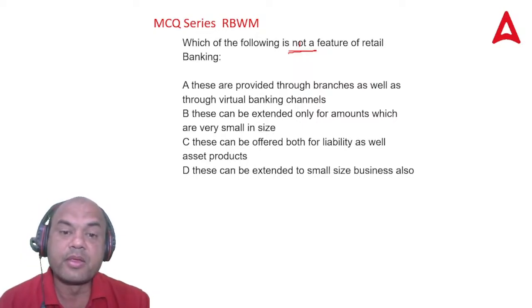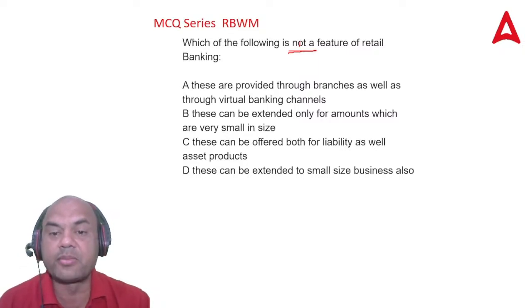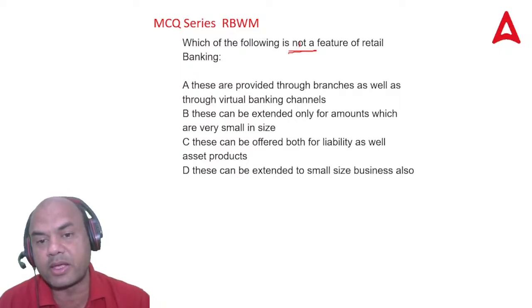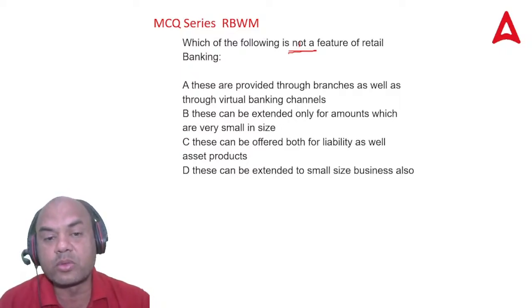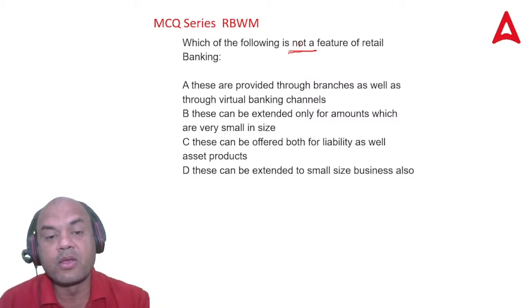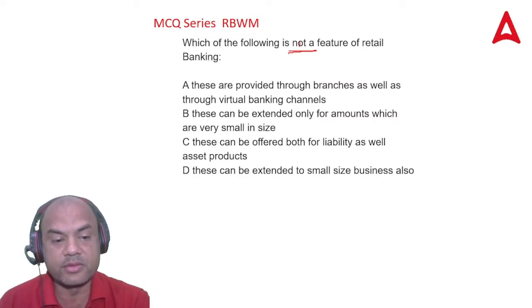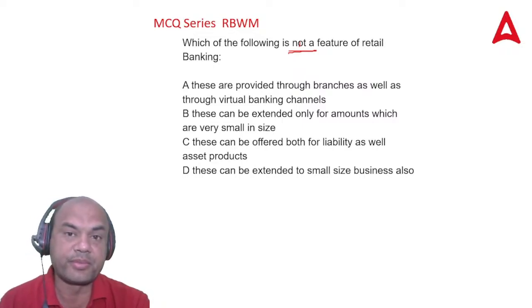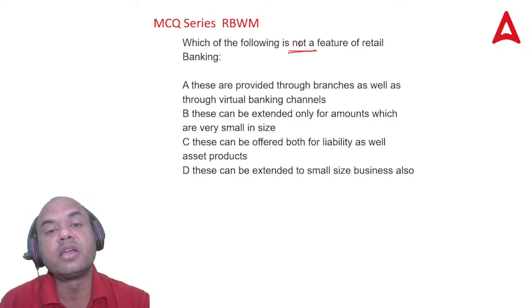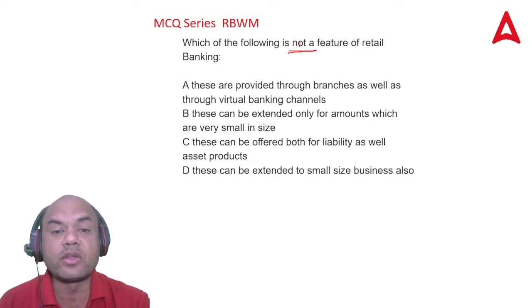Okay. So provided through branches as well as virtual channels, that is okay. This can be done, because this is the general feature of retail banking, right? We do retail banking through branches as well as virtual banking channels. Now what are virtual banking channels? Virtual banking channels means all the channels which are not human, which are machine related: ATM, internet banking, app banking, mobile banking, SMS banking, everything where a human being is not involved directly. So that is a virtual banking channel.